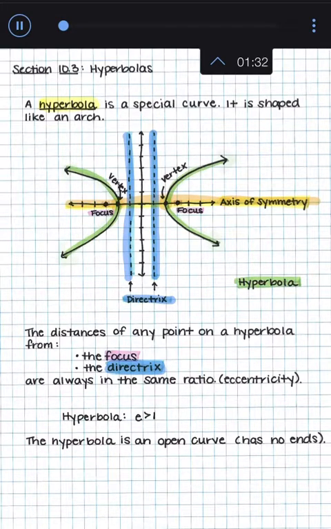Notice that the hyperbola, though, is an open curve, meaning it doesn't have any ends and it keeps on going forever. On all the ends, you keep on seeing that it's heading towards infinity in either direction. It's an open curve.